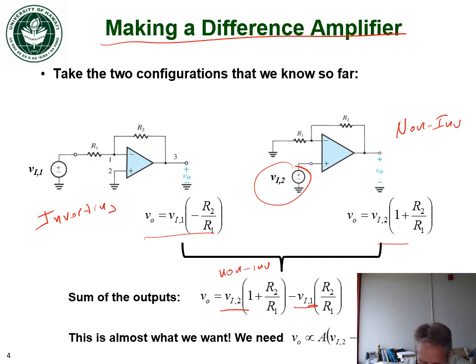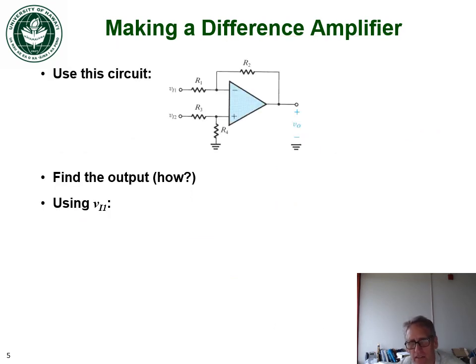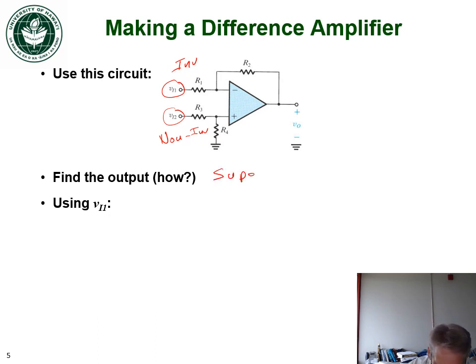So if we try to combine this inverting with the non-inverting, and we try to put those into one circuit, what we get is something that looks like this. So we have an input VI1 going into the negative terminal. This is like the inverting path over here. And then we have VI2 going into the positive terminal, and this is like a non-inverting path. And this might get us close to making a difference amplifier. So let's examine this a little bit more closely. How would we figure out the output of something like this? Well, we have two inputs, linear circuit, so we're going to use superposition.